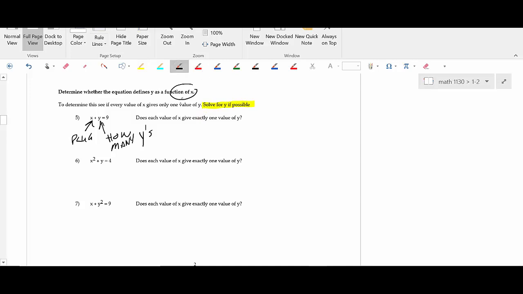Sometimes that helps students a little bit to figure that out. But basically the idea is you have something plus y equals 9. Well, whatever you put in there, when you solve that equation, you're going to have 1 left over y. So that is a function.